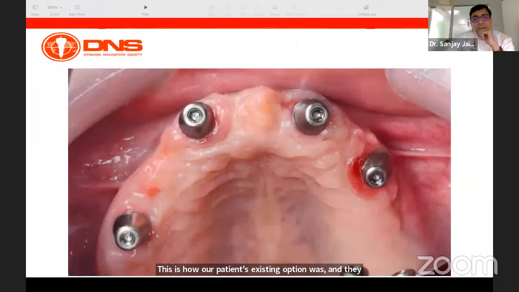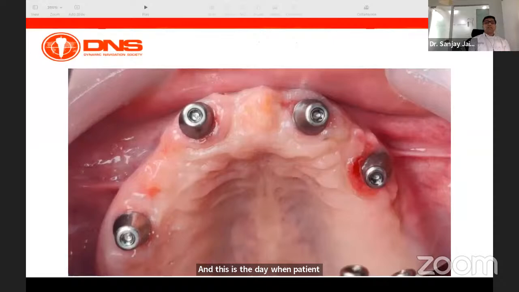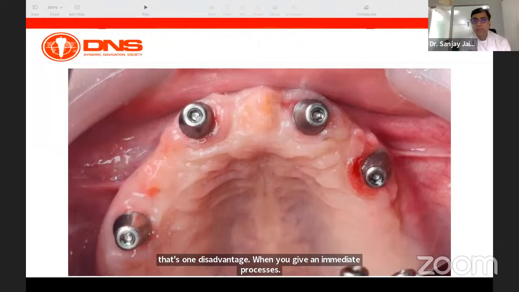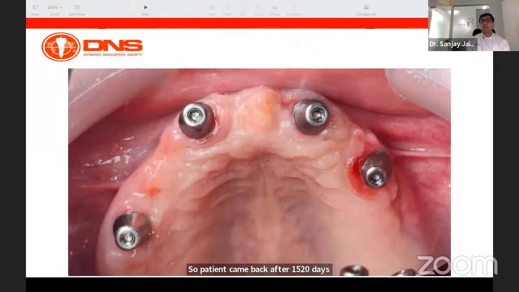And this is the day when the patient came for a follow-up after 15 days. We took the prosthesis out for more corrections in the temporary prosthesis, because now the gums have healed and they have shrunk. So there were a lot of spaces that the patient was not comfortable with. So that's one disadvantage when you give an immediate prosthesis. The patient came back after 15-20 days. In this case, I think she came to us after 3 weeks.